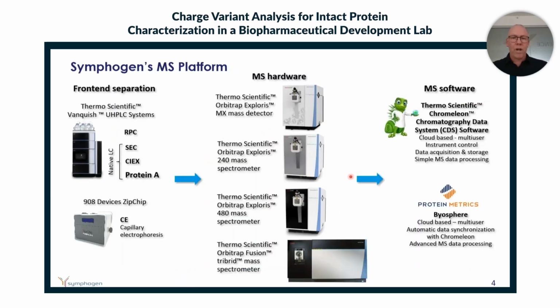Here is a view of our hardware and software platform. Now, I won't go into too much detail. The key point here is that we have a whole range of separation techniques in front of our MS. A lot of these are chromatography based.